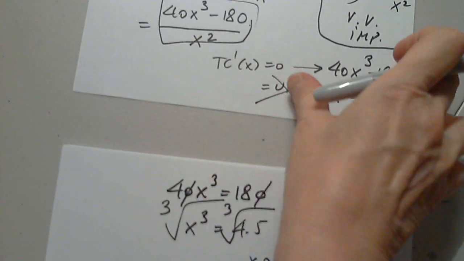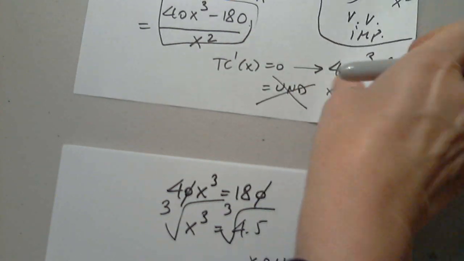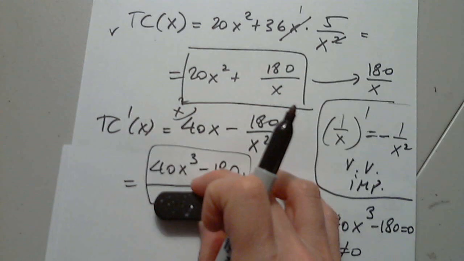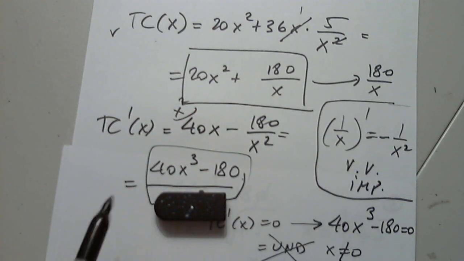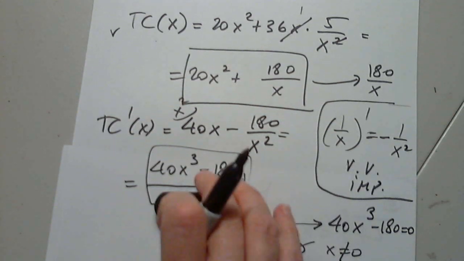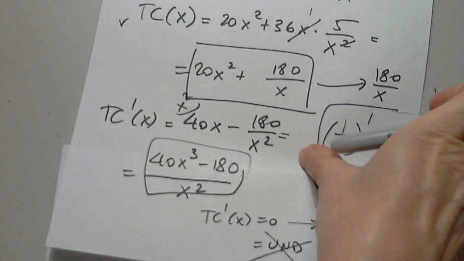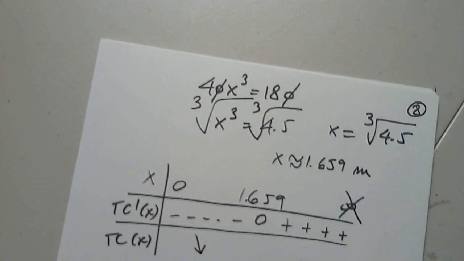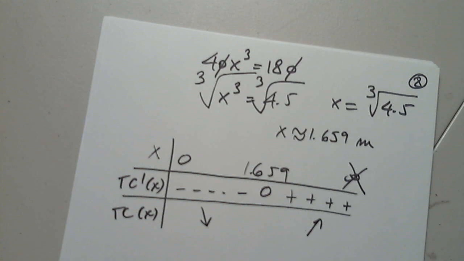So I'm looking at the function, which is a derivative. I refuse to plug in anything in x squared. And when I plug in 0, this is negative. And when I plug in 1,000, this will be positive. And this is guaranteed to be a minimum. No question about it. So what is the TC of 1.659? And this will be the minimum.